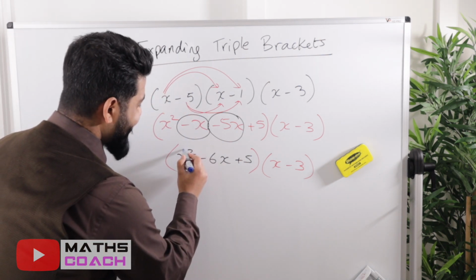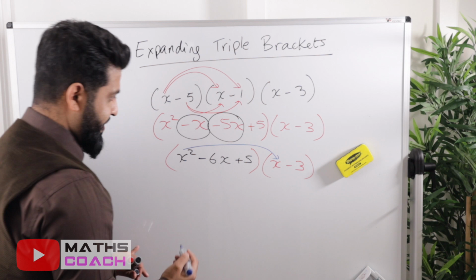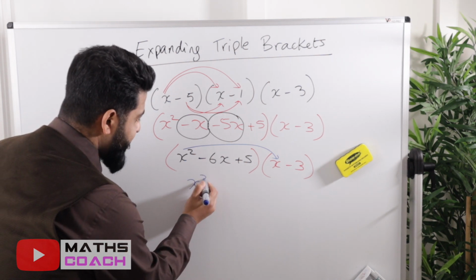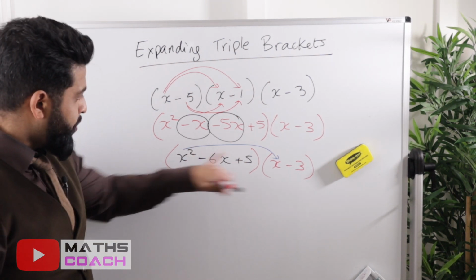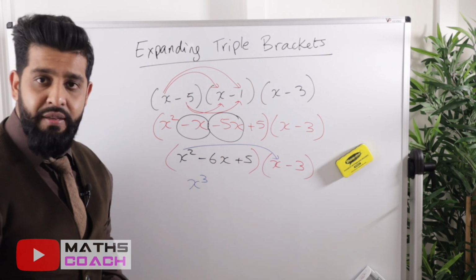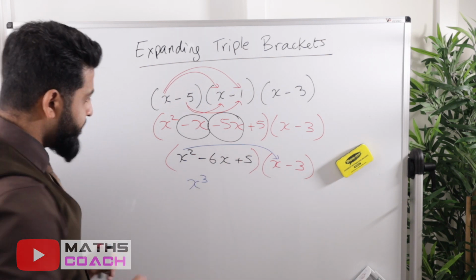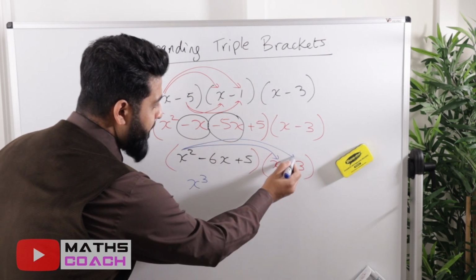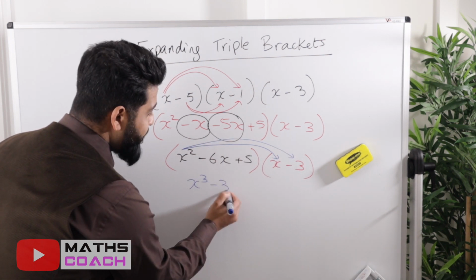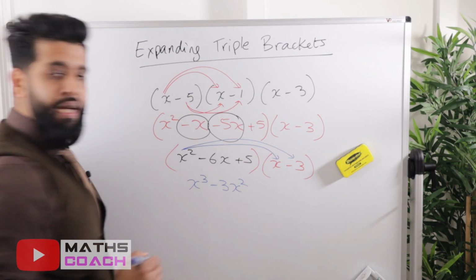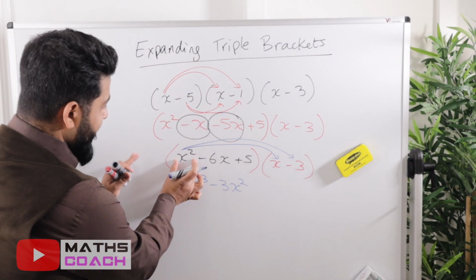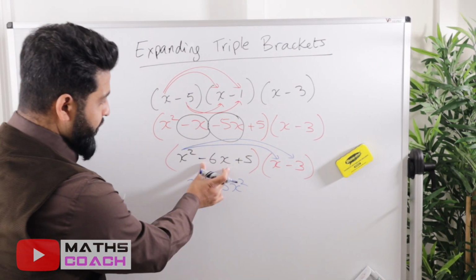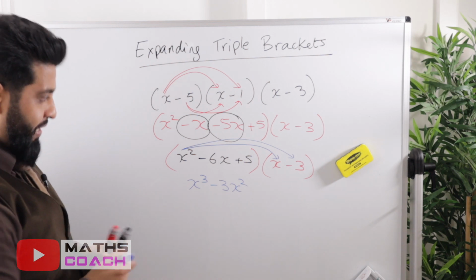Okay, so x squared times x. That's x cubed, 2 and a 1 as the power here. So therefore you add the powers, so x cubed. Then x squared times minus 3 is minus 3x squared. That done, now we move on to minus 6x.